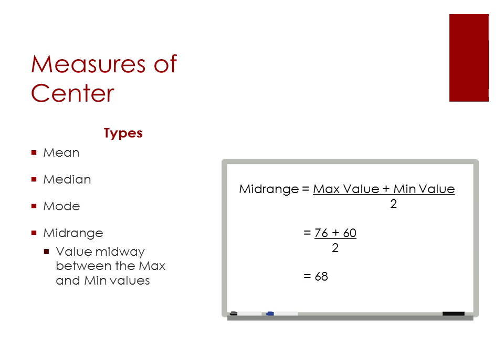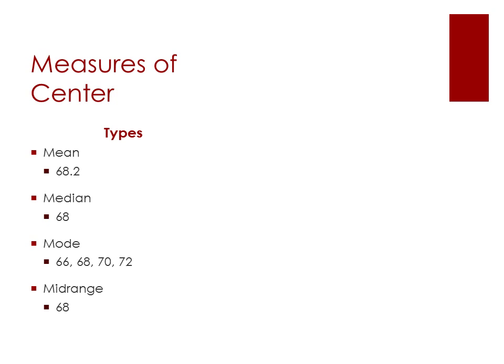All right. Our last measure of center here is the mid-range. The mid-range is the value midway between the maximum and the minimum values. So to get this, we simply take our maximum value, add it to our minimum value, and divide by 2. In this case, we get a mid-range value of 68. All right, so here's all of our measures of center from our class pulse rate data.